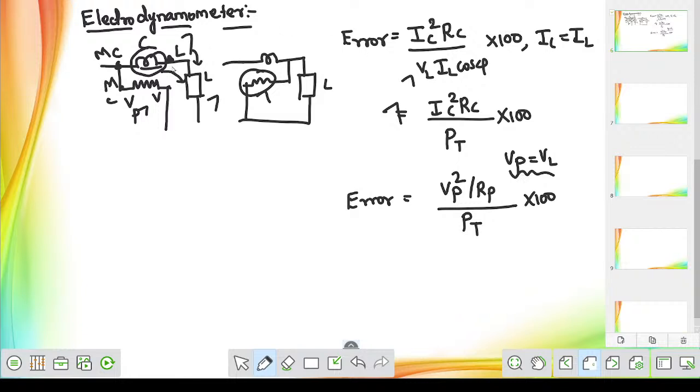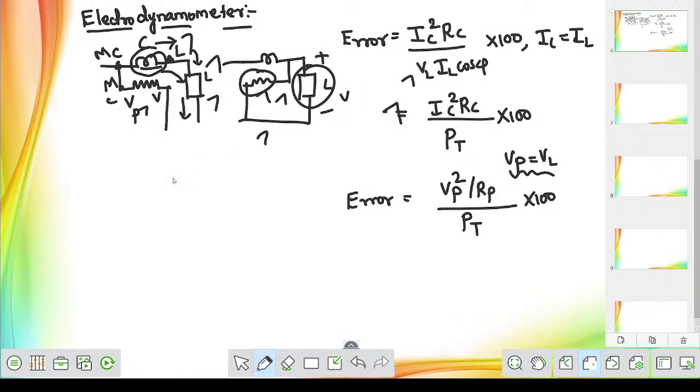Because in the first case, the current coil is connected in series with the load. Whatever current is flowing through the load, the same current will be flowing through the current coil also. In the second case, the pressure coil is connected in parallel with the load. Whatever voltage is available across the load, the same voltage will appear across the pressure coil. So with the help of these two formulas, we can easily explore the errors because of the wattmeter connections. Don't forget, this is one of the most important areas that you must remember.